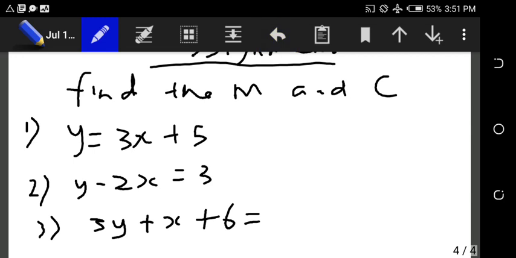So watch this video and then try this. Find the slope m and the intercept c from these equations of straight lines, 3 of them given, and then get back to me.